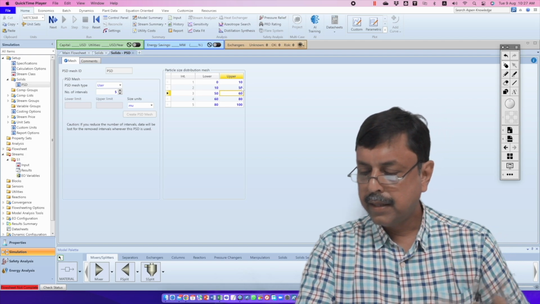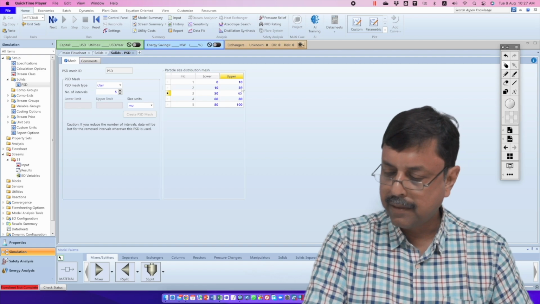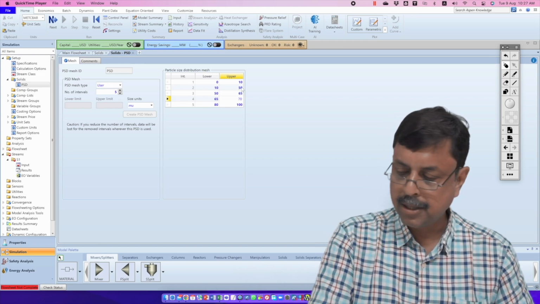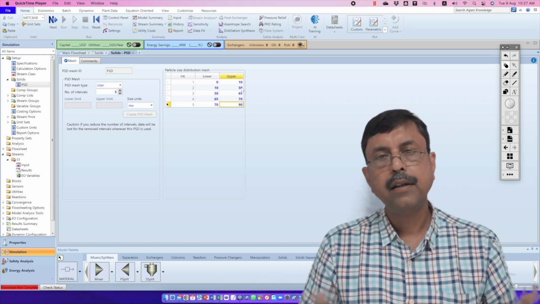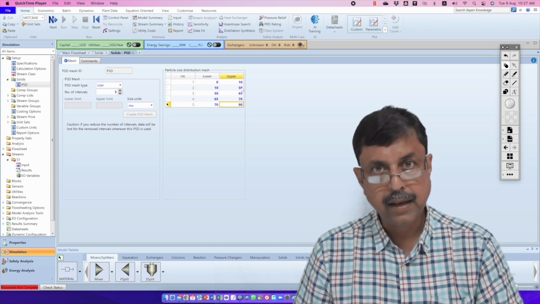Then you are saying it is 60. You can make it 65. And then the next one you can make 70. And then it may be 90. So these are the mesh types that you can define as user defined.